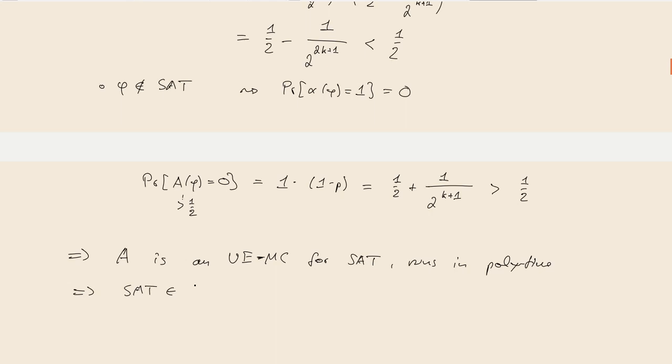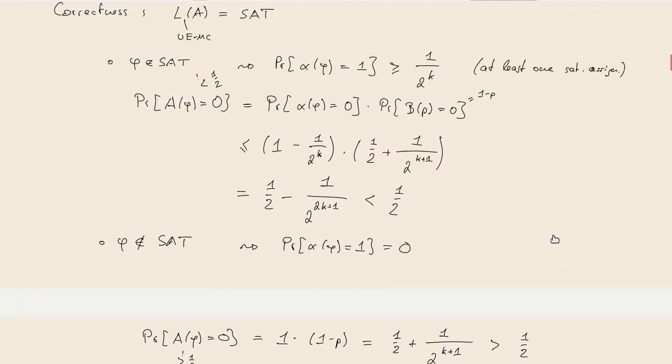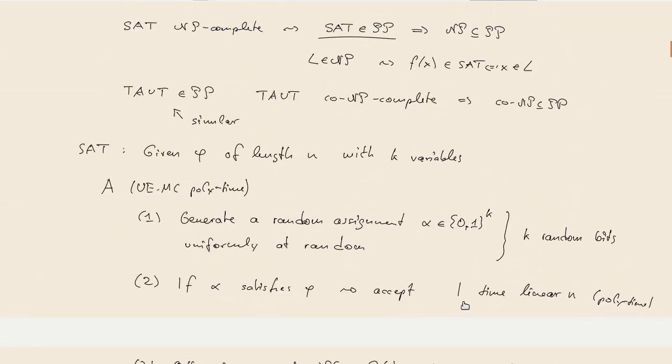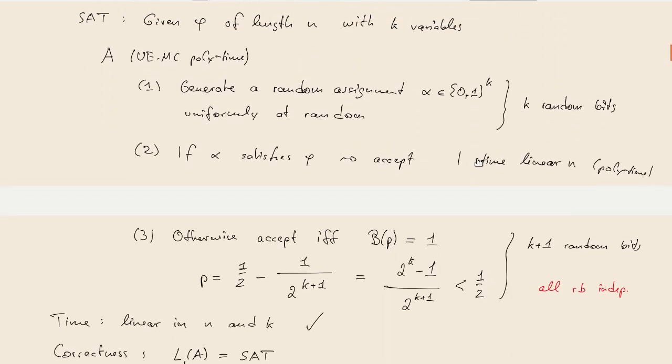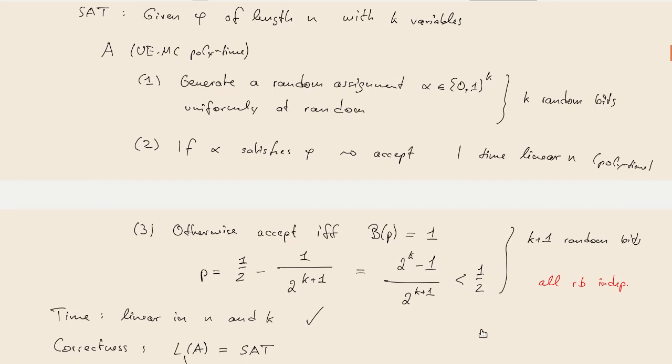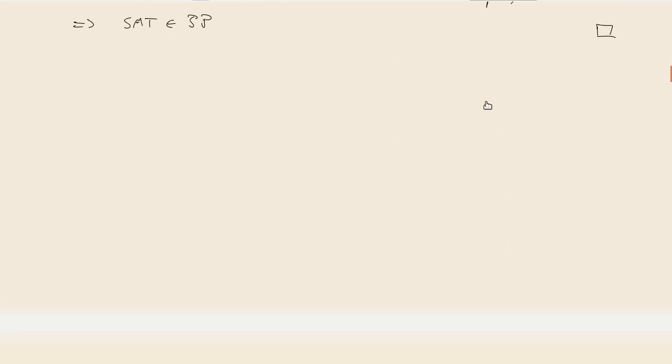So we've shown that SAT is in PP, and by the arguments that I sketched before, this also implies that the whole of NP is in PP. And if we want to go back to the second part, that co-NP is also contained in PP. You can just take the same algorithm and apply it to the tautology problem, and really things don't change. So the same idea works there as well.